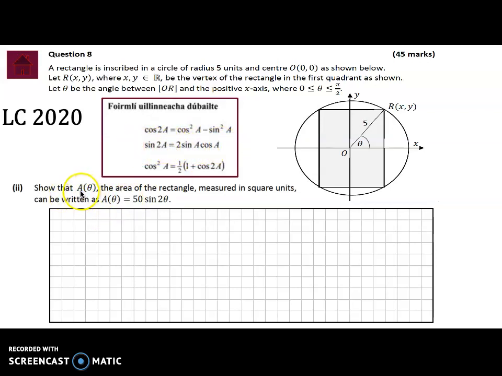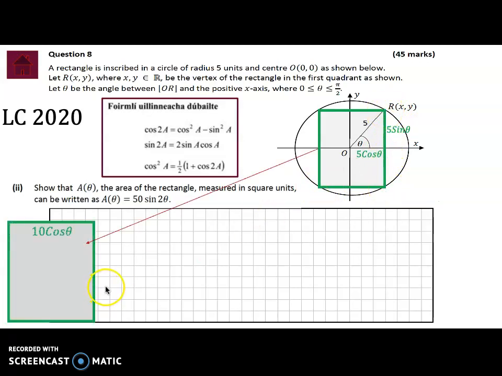Now what are we trying to do? We're trying to find the area of the rectangle. What do we know about this rectangle? We know that this distance here is 5 sine theta, and this distance here is 5 cos theta. So if we want the entire rectangle, from there to there must be 10 cos theta. Let's draw this out a bit bigger. That must be 10 cos theta across, and that must be 10 sine theta down.